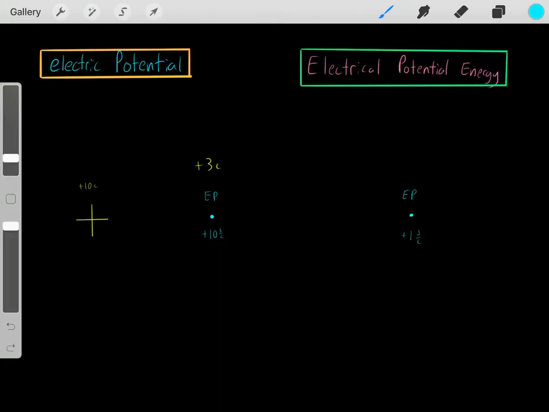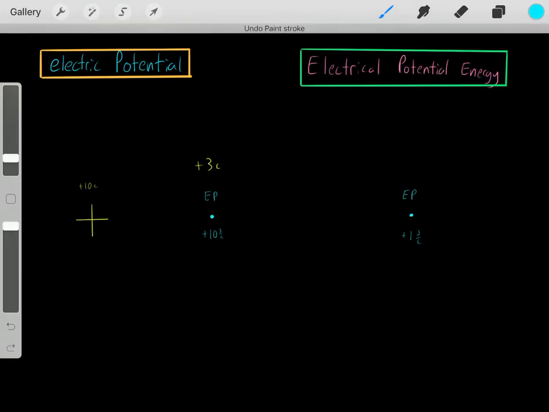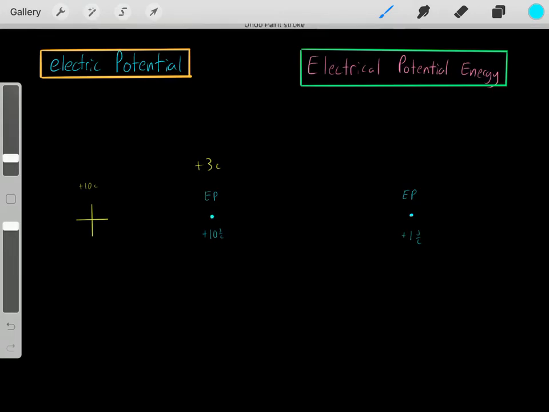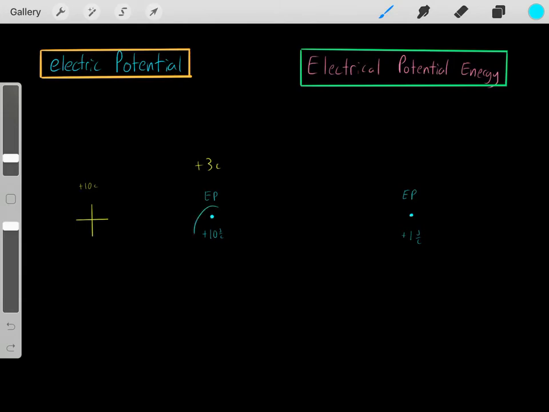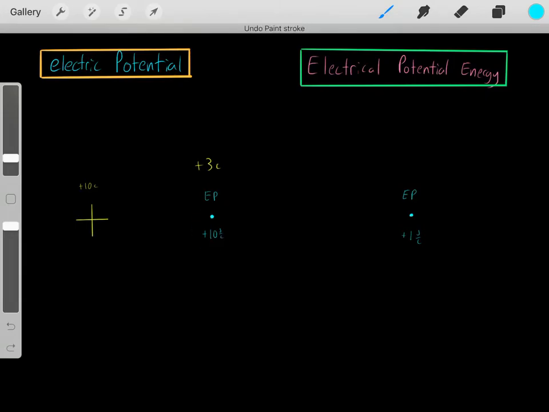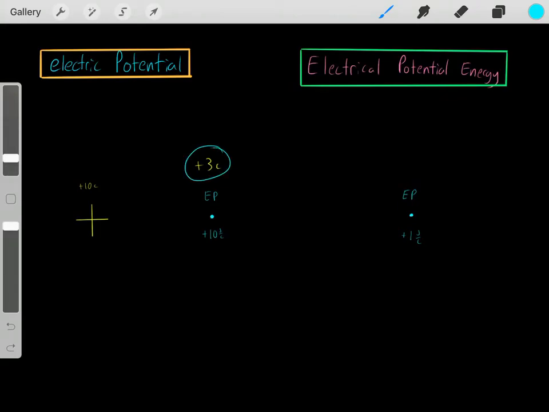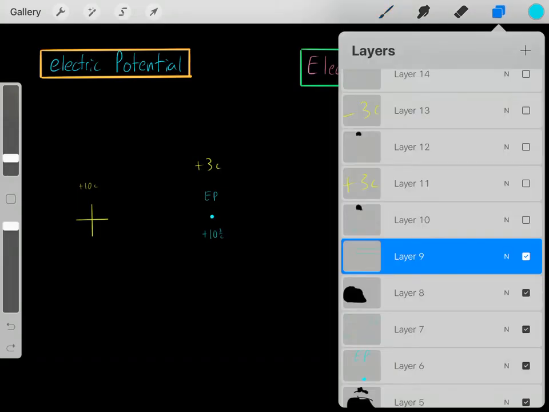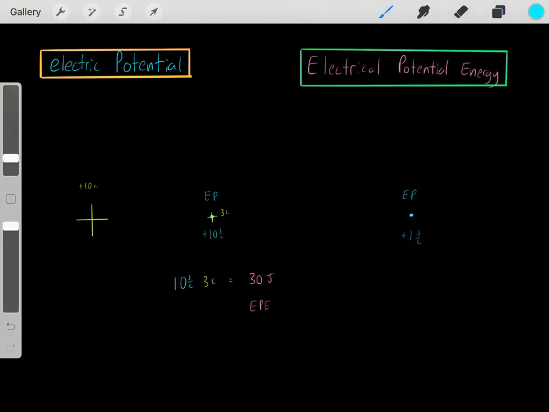However, whenever you know the electric potential of a certain region in space and you throw in a charge, so if we know the electric potential of this particular spot is positive 10 joules per coulomb, what would happen if we threw a positive 3 coulomb charge on that region of that particular electric potential? Well, now we have a system with energy. And that's the key point of this video.